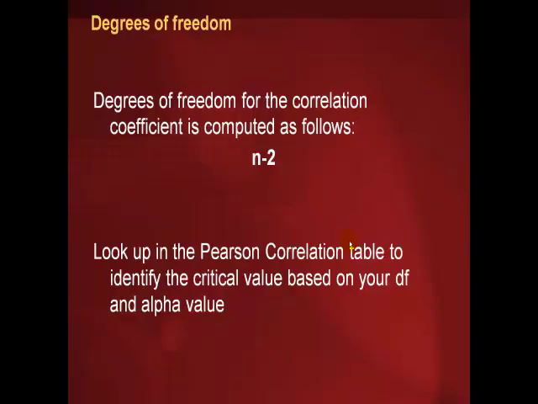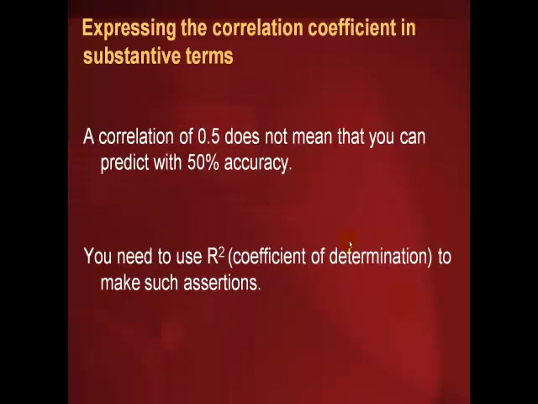Degrees of freedom for correlations has to do with the number of observations minus 2. And you have to look at the Pearson correlation table to identify the critical value. That's for statistical significance based on your degrees of freedom and your alpha. For our class, you should use 0.05.